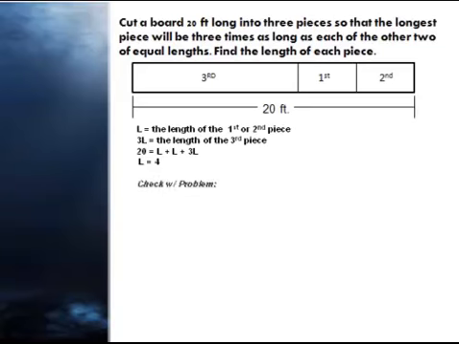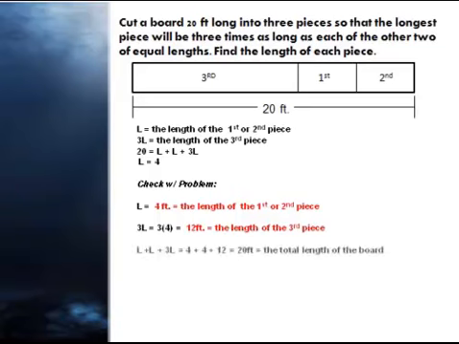So let's check it with the problem. We know that L equals 4 feet, which is the length of the first or second piece. And we also know that 3L equals 3 times 4 equals 12 feet, which is the length of the third piece. If we combine the length of all 3 pieces, we get 20 feet, which is the total length of the board. Therefore, our answers check with the problem.